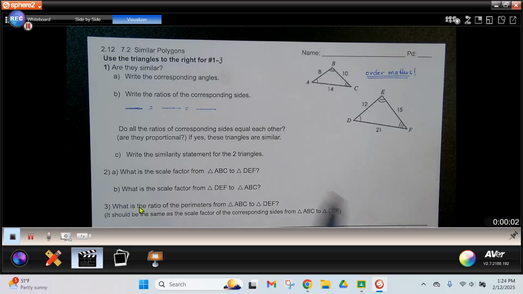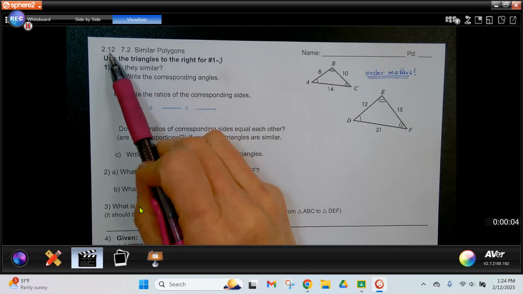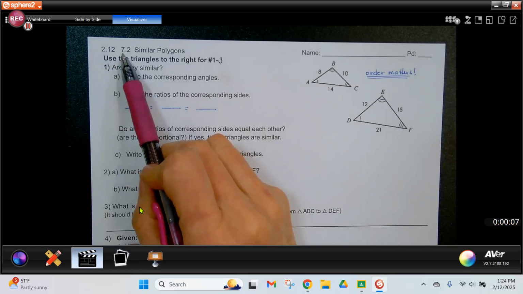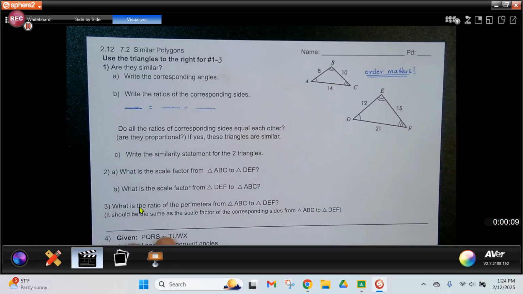Hi class, this is the assignment for February 12th, 7.2 similar polygons.